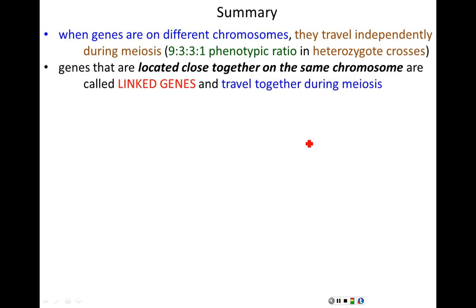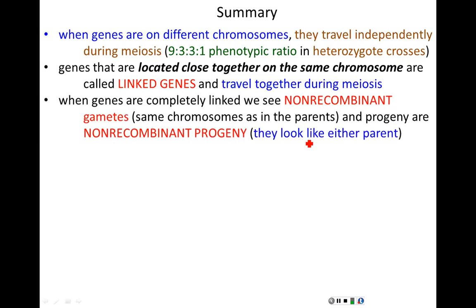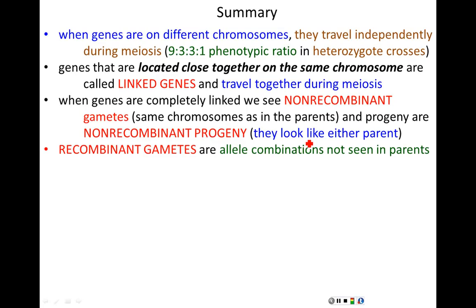Genes that are located close together on the same chromosome are referred to as linked genes. They are physically linked on a single chromosome, and they travel as a package deal during meiosis. When genes are completely linked, they're on the same chromosome and we never have recombination between them. All we get are non-recombinant gametes, giving rise to non-recombinant progeny. These are progeny that look like one or the other parent. But that never happens. I'll tell you right now, that never, ever happens. You always get some recombination.